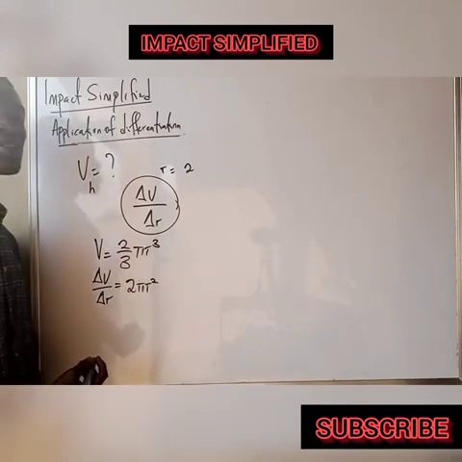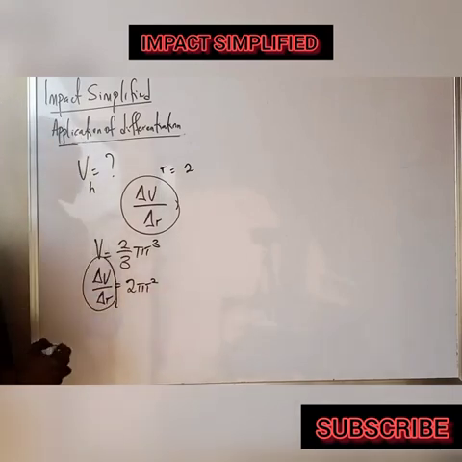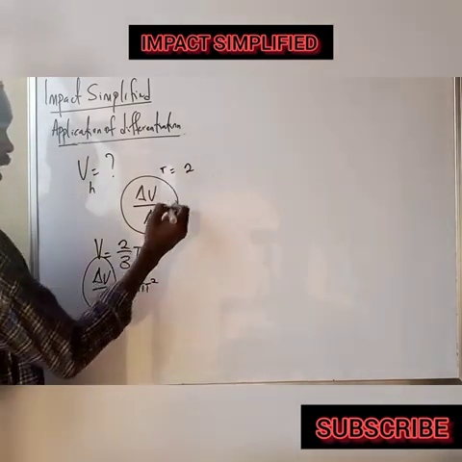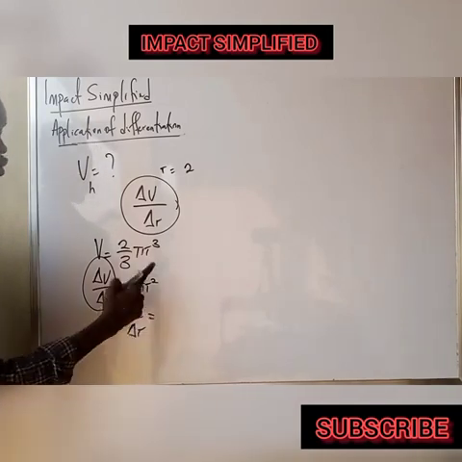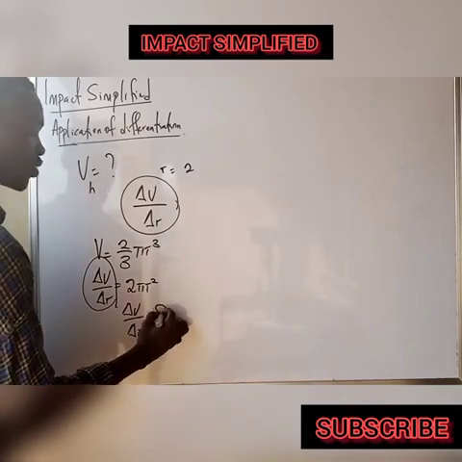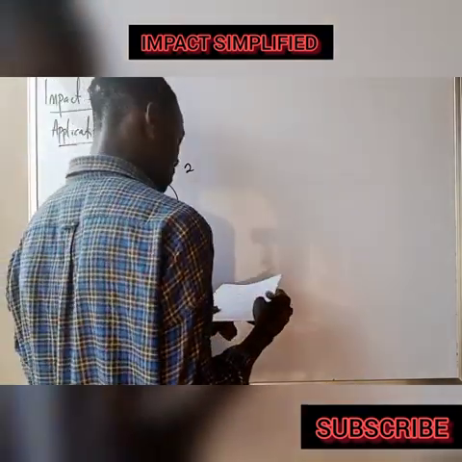But they said, what is the rate of the change of the volume with respect to the radius? That means we are looking for change in V over change in R, when your R is 2. So substitute your R to be 2 here. What do we have? 2 squared is 4. 4 times 2 will give us 8 pi. So that means the answer is 8 pi. It's simple. And there is a question here.